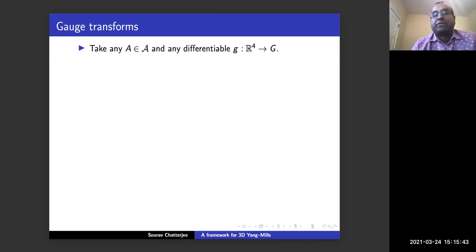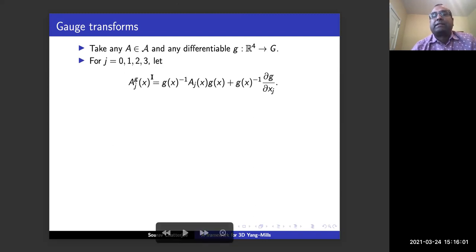A gauge transform. Take any A in script A, that is, a 4-tuple of Lie algebra elements at each point in R^4, a gauge field, and any differentiable map g from R^4 into the group itself, and define a gauge transform as follows. You start with this field A, and you produce a new field A^g as follows. A^g, the j-th component of that at a point x, is g(x)^(-1) A_j(x) g(x) plus g(x)^(-1) ∂g/∂x_j. Okay, so ∂g/∂x_j is just coordinate-wise differentiation.